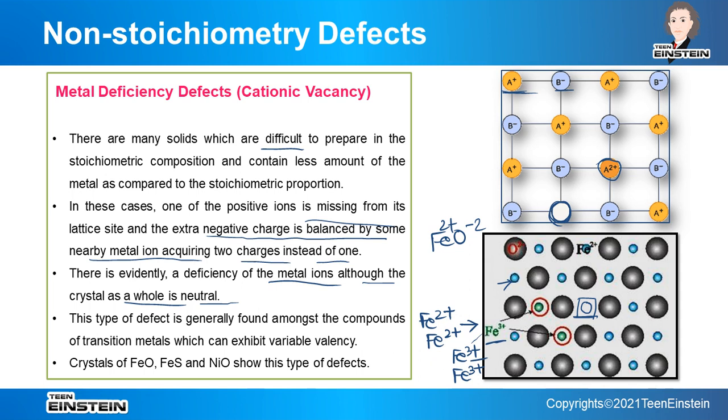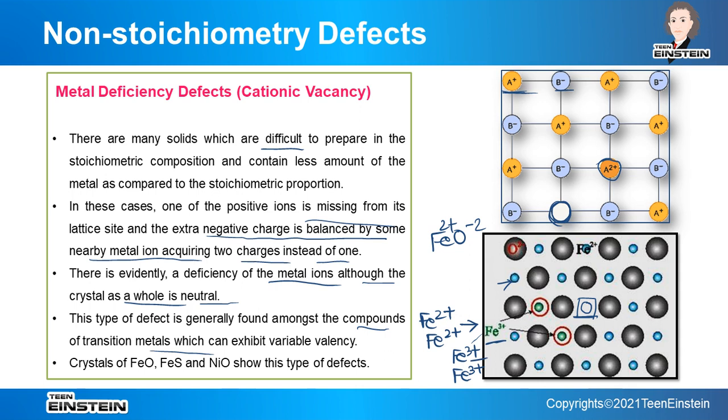This type of defect is generally found amongst the compounds of transition metals. Now why is it so? Because we know that transition metals can show different types of valency. You cannot expect it for sodium or potassium, because they have only one oxidation state, which is +1. It is fixed. But if it is a transition metal, there may be different types of oxidation states. Just take the example of cobalt 2+, cobalt 3+, iron 2+, iron 3+, copper +1, copper +2.